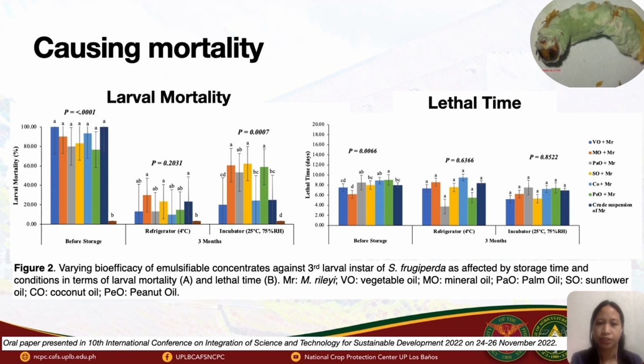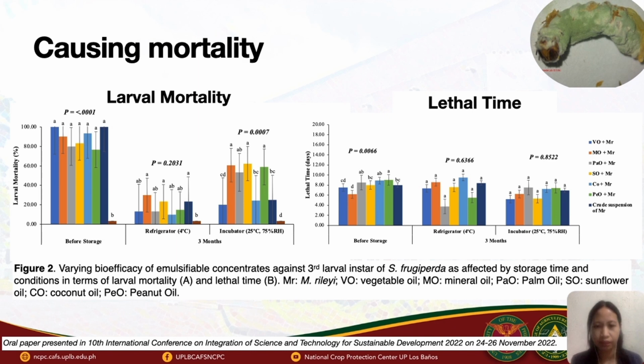Among the EC formulations stored in refrigerator, Metarhizium rileyi in mineral oil and sunflower oil caused significant mortalities. Those stored in incubator had a varying result, with Metarhizium rileyi in sunflower oil, mineral oil, peanut oil, and palm oil inciting significant mortalities as compared to the unformulated fungus. These oil solvents also had the lowest reduction in virulence when larval mortalities were compared before and 3 months after storage. Those larvae that succumbed to fungal infection had stiff larval body.